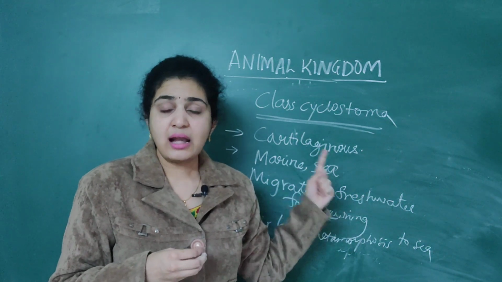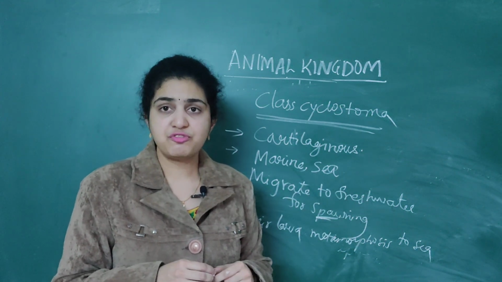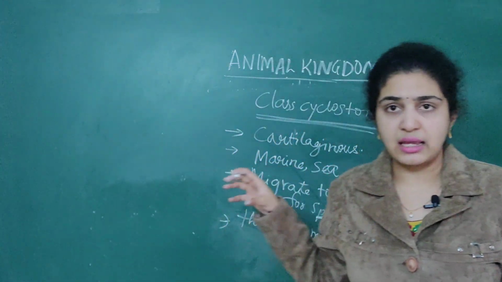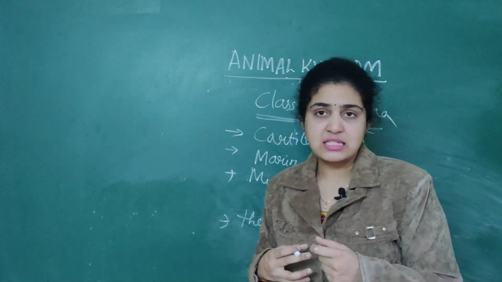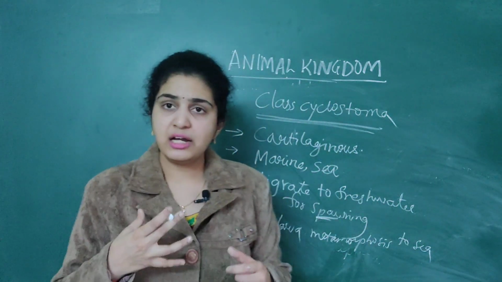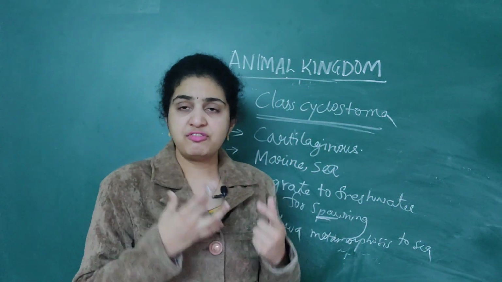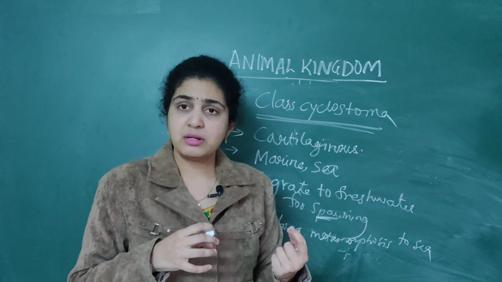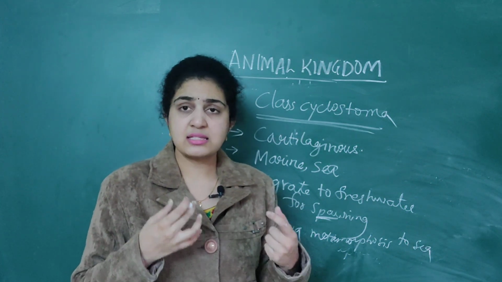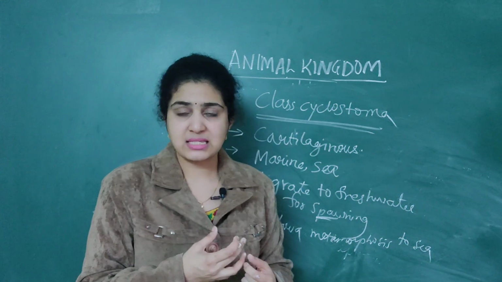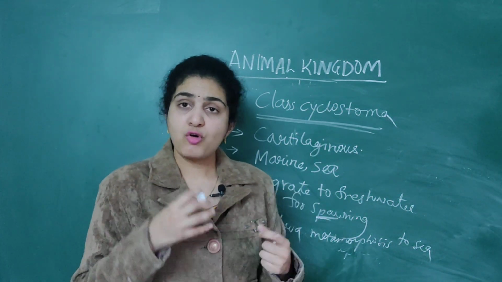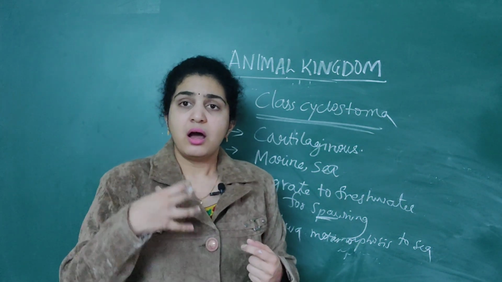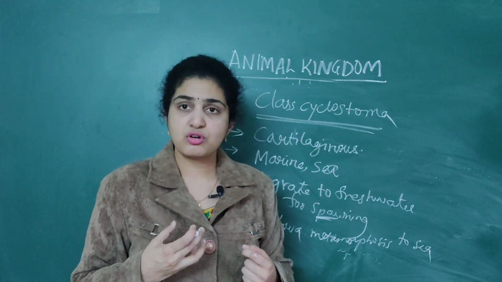Next, they are ectoparasites on some fishes. That is, they live on some fishes, the cyclostoma. Parasites means what? They feed on the fishes. They are present on the fishes. For human beings also, numerous lice and all are ectoparasites. So for fishes also there are some ectoparasites which will take help from those fishes.